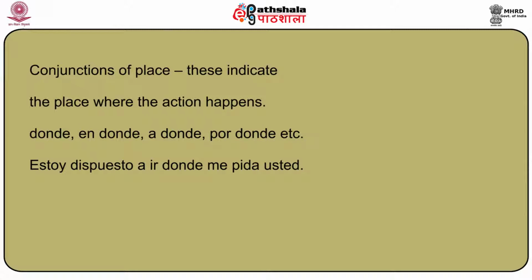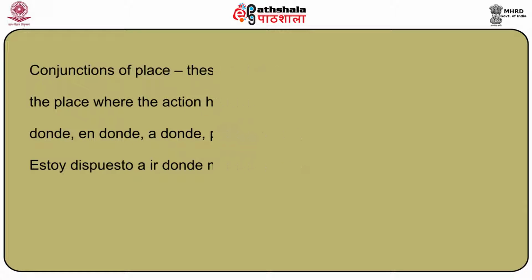First, conjunctions of place. These indicate the place where the action happens. Donde, en donde, a donde, por donde, etc. Estoy dispuesto a ir donde me pida usted. I repeat, estoy dispuesto a ir donde me pida usted. I am ready to go wherever you ask me to go.